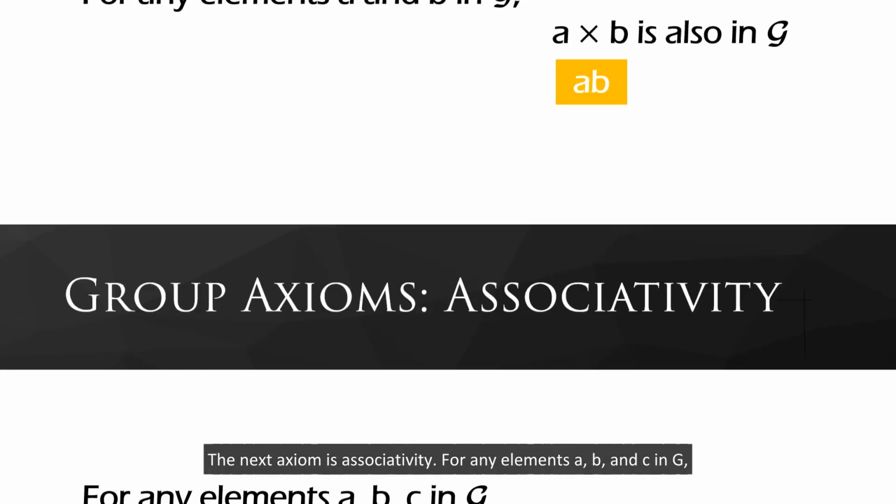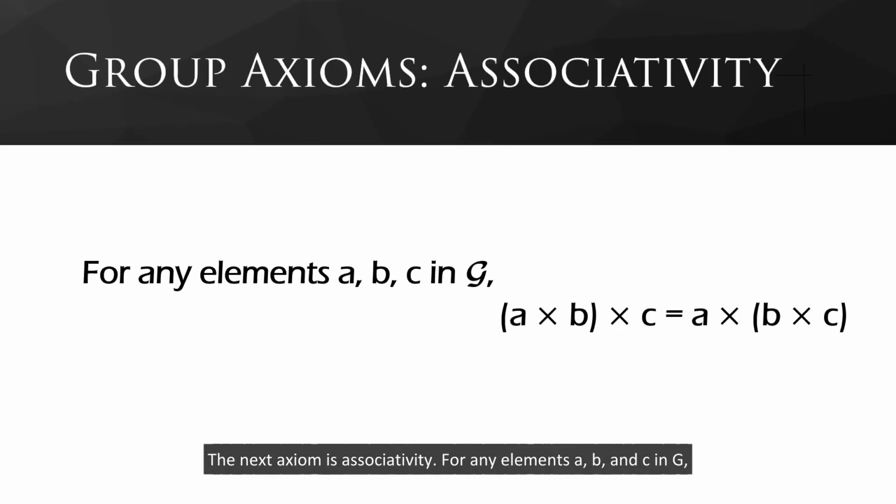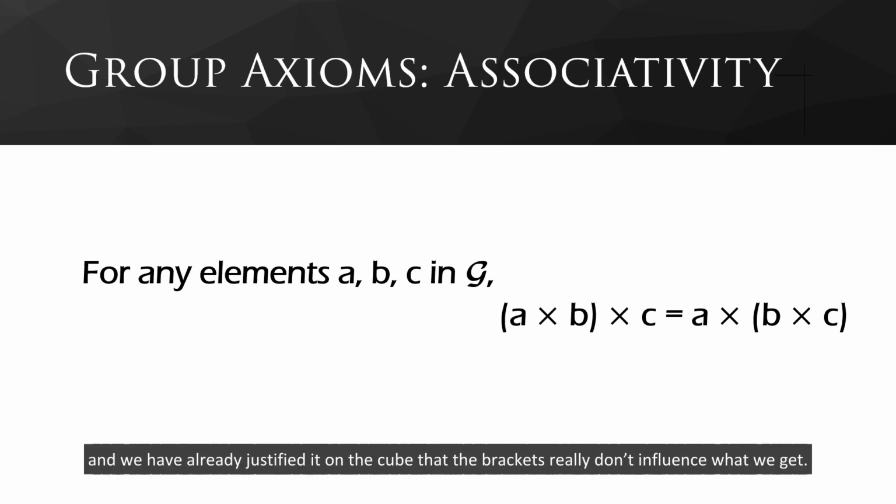The next axiom is associativity. For any elements A, B, and C in G, A cross B, then cross C equals A cross the result of B cross C. And we have already justified on a cube that the brackets really don't influence what we get.